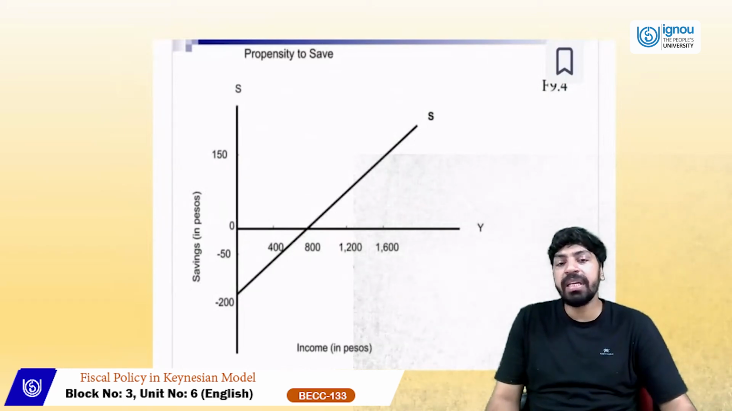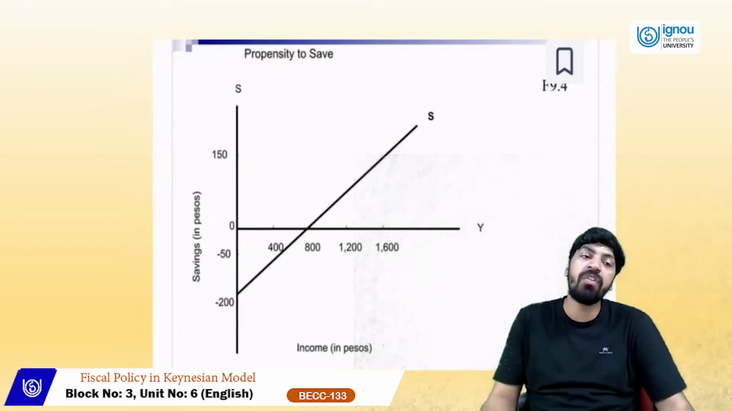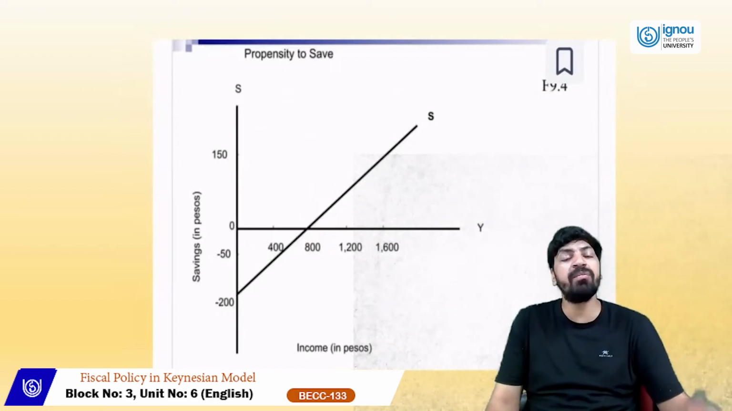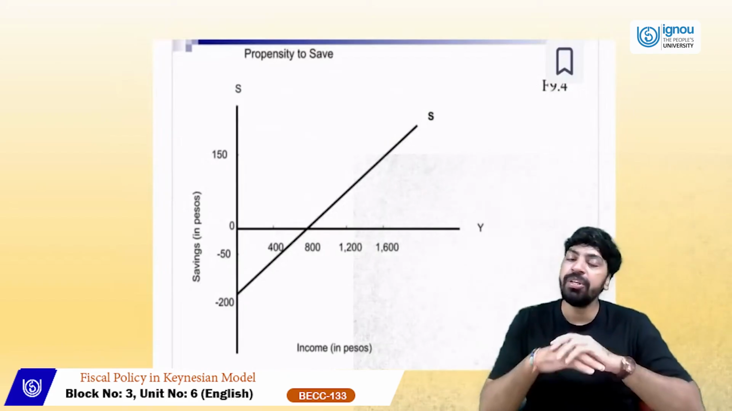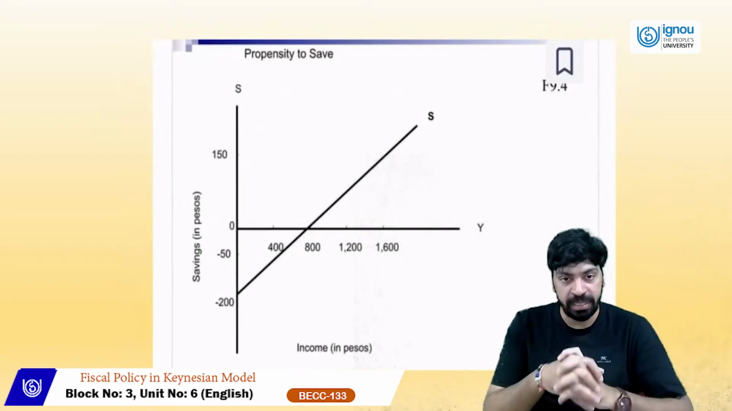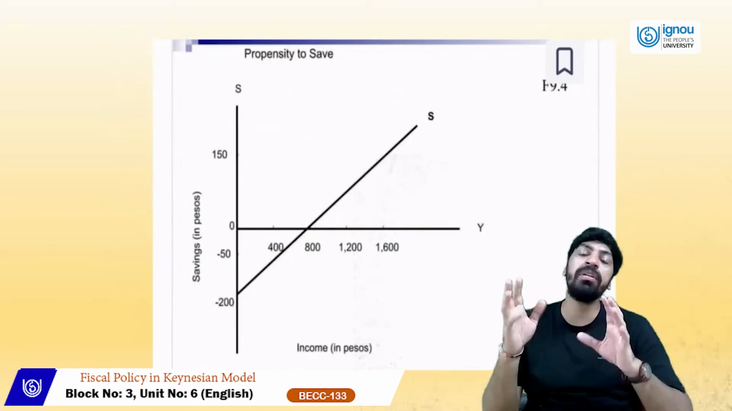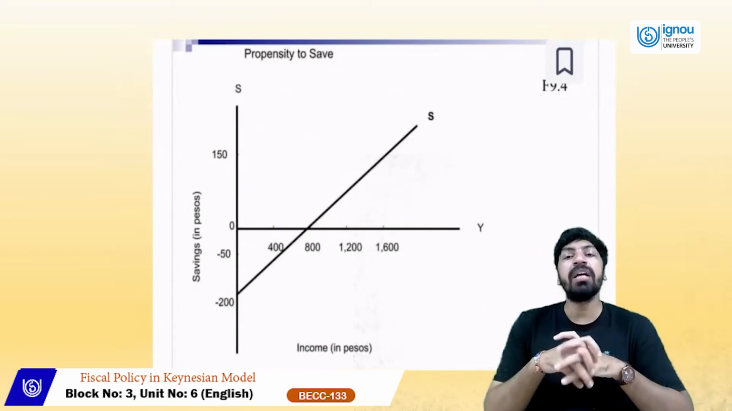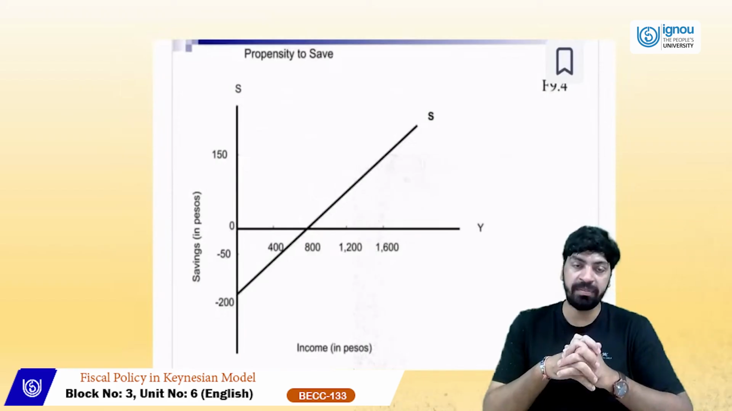Your income is already given, so we use the saving schedule, which shows the relationship between savings and income. It's very easy. Once you draw the diagram, whatever values are shown in the saving schedule, just put those values in the graph and draw the line accordingly. That is ultimately called the saving function line, in other words the propensity to save.